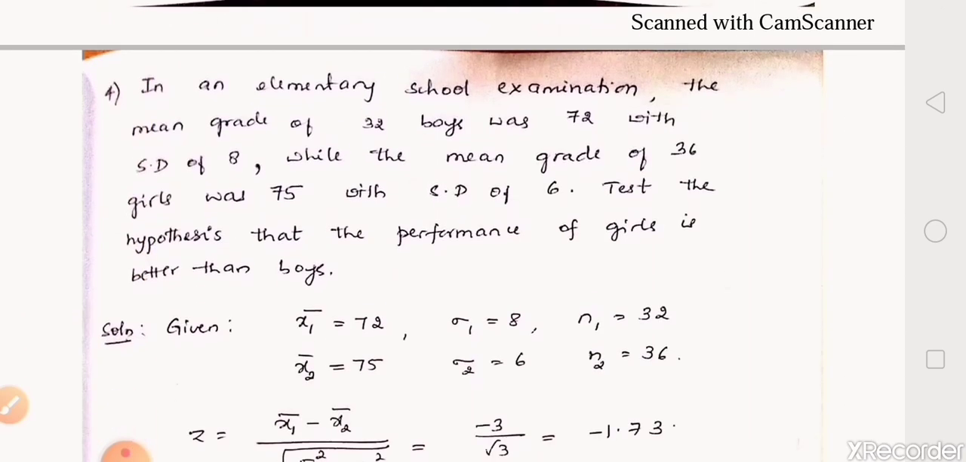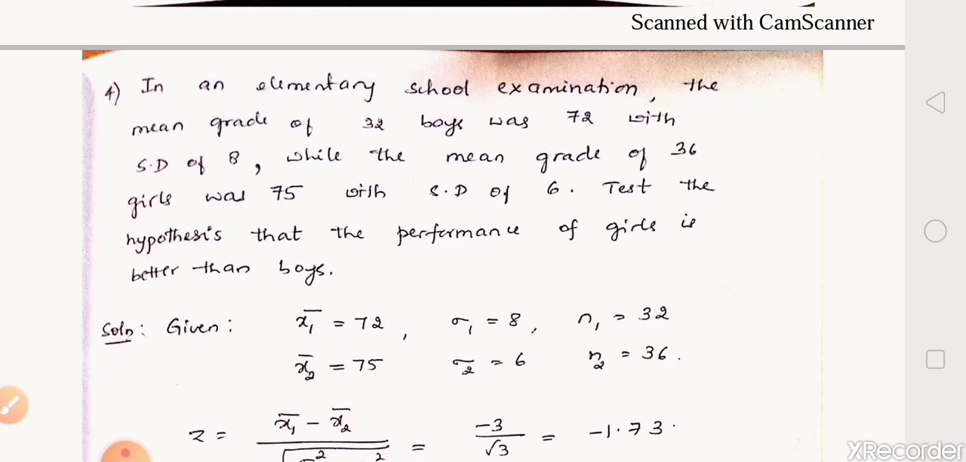Next problem. In an elementary school examination, the mean grade of 32 boys was 72 with standard deviation of 8, while the mean grade of 36 girls was 75 with standard deviation of 6. Test the hypothesis that performance of girls is better than boys. So here the hypothesis is that performance of girls is better than boys.